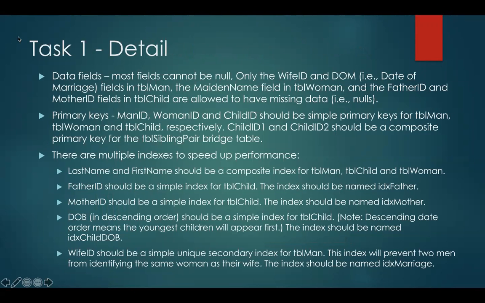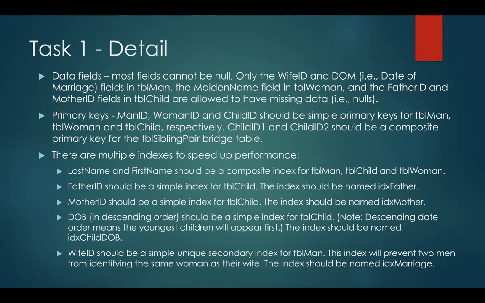So for task 1, a little bit of detail. It says that for the data fields, most of the fields are not null. Only the wife ID and the date of marriage fields in the table man, the maiden name field in woman, and the father ID and mother ID fields in the table child are allowed to have missing data, i.e. nulls. So it's not many nulls.